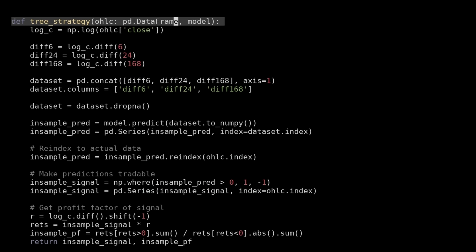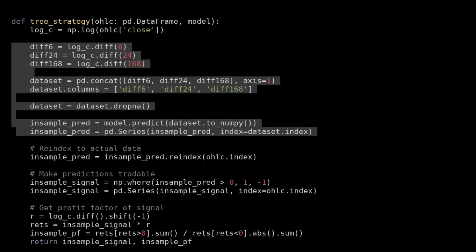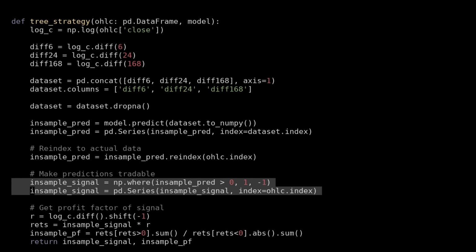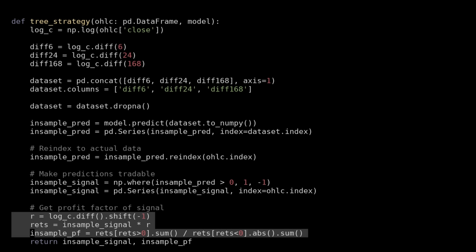To test the model, we can use this function. We compute the same indicators and use them to predict with the model. Then we can use the model's predictions to create a position vector. We'll go long when the tree predicts the price will go up, and we'll go short when the tree predicts the price will go down. Then finally, we compute the profit factor of that signal.